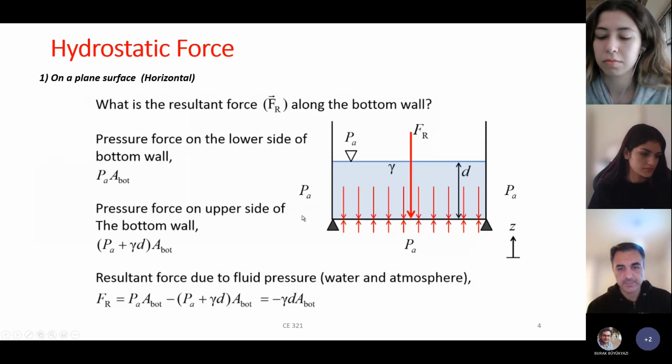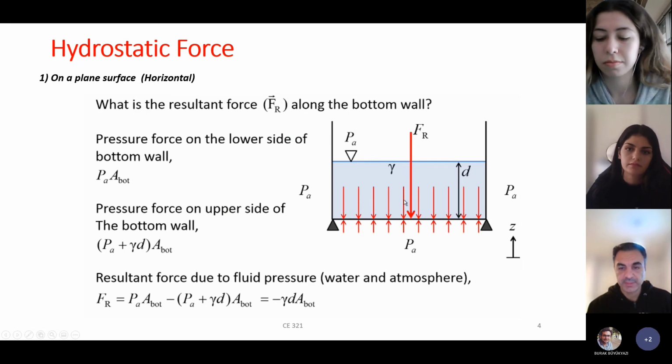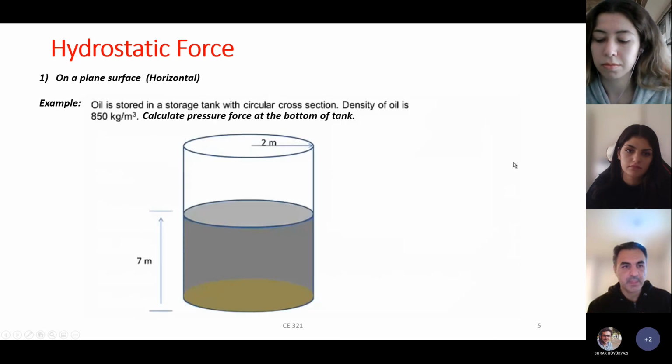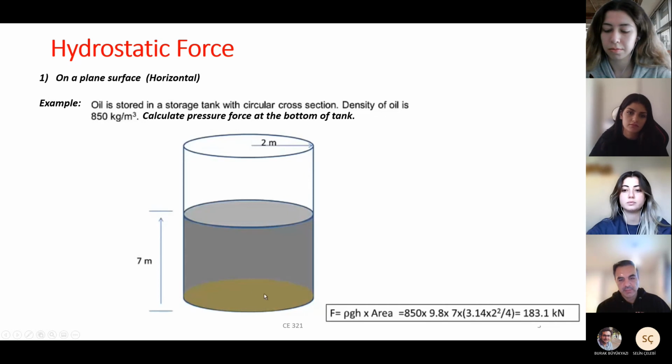In this example, we also solve the problem from the net force perspective using a free body diagram. Then we solve this example. We said that at the bottom pressure equals gamma of oil times height of oil, and then we multiplied the pressure by the area of the bottom.